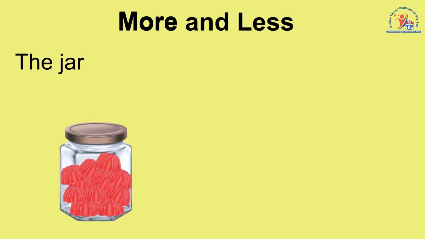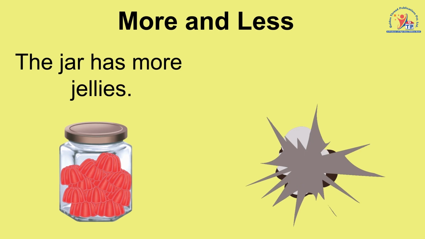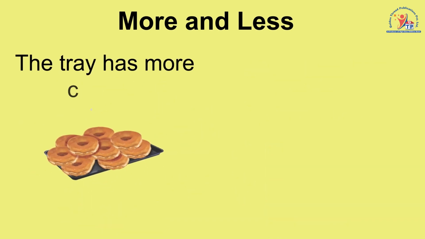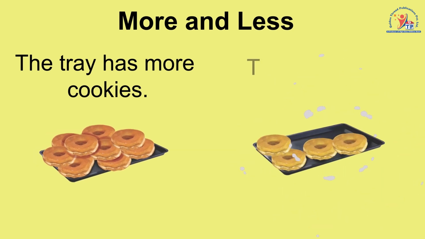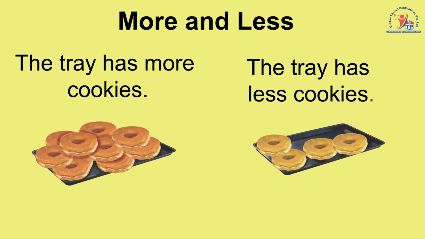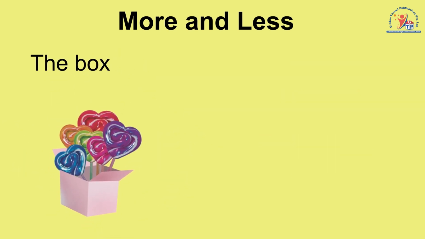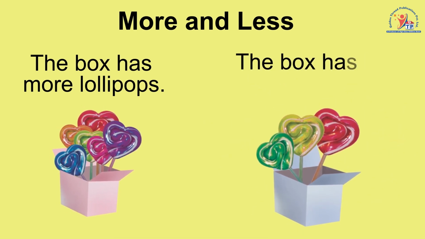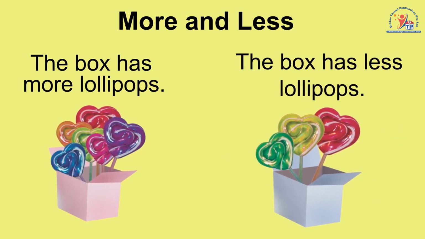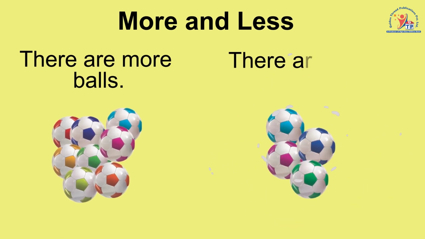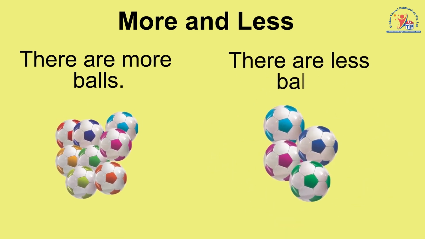More and less. The jar has more jellies. The jar has less jellies. The tray has more cookies. The tray has less cookies. The box has more lollipops. The box has less lollipops. There are more balls. There are less balls.